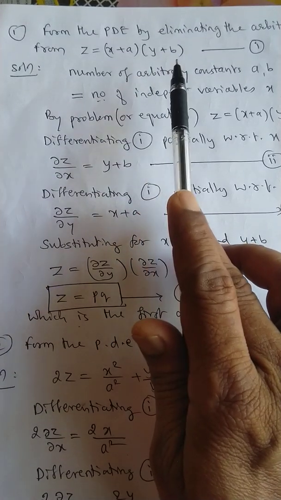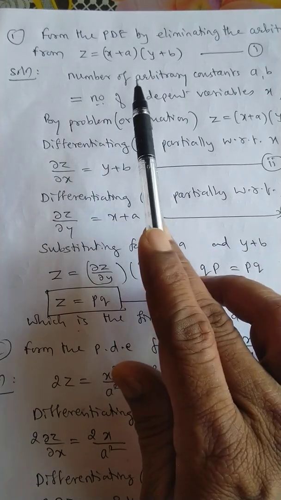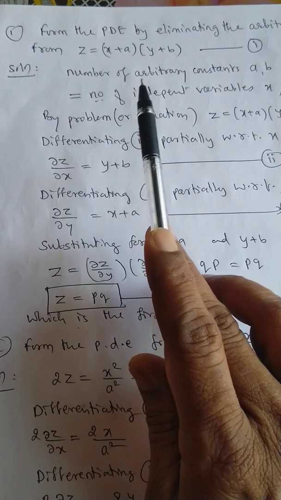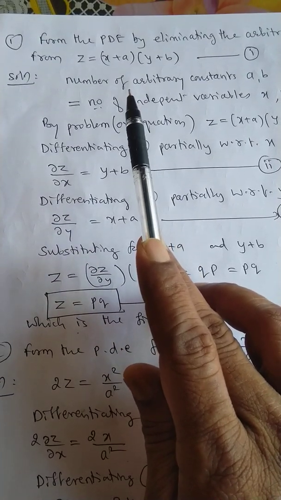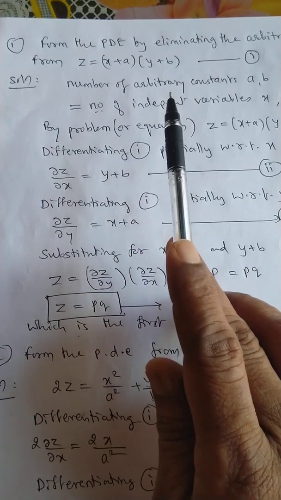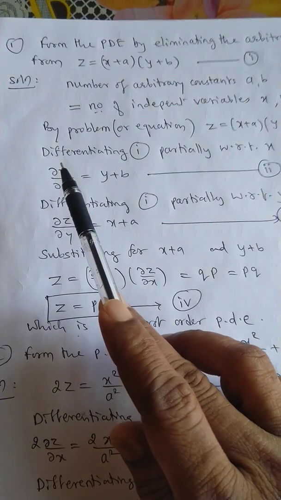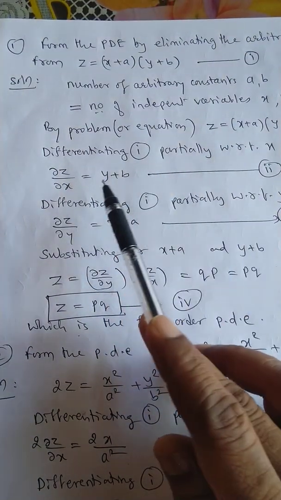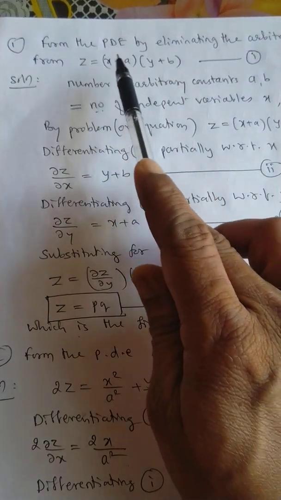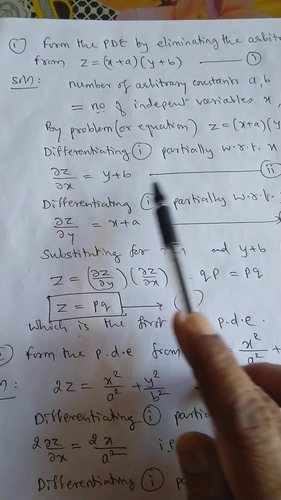The number of arbitrary constants is equal to the number of independent variables x and y. Therefore, we calculate the first order partial derivatives and eliminate the arbitrary constants. Calculating the partial derivatives and eliminating the arbitrary constants, we get the partial differential equation. So from the first equation, differentiating partially with respect to x, we have dou z by dou x is equal to y plus b. So the partial differentiation of this with respect to x is 1, so 1 into y plus b, that is the second equation.